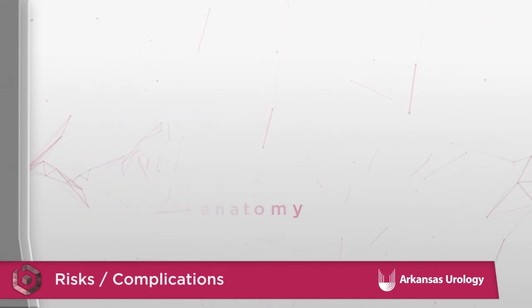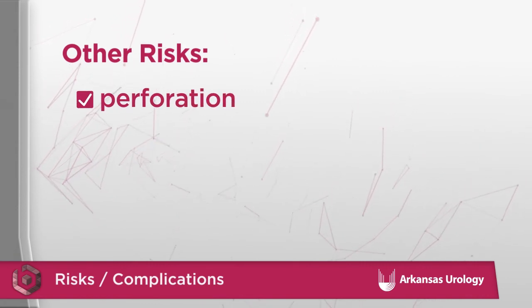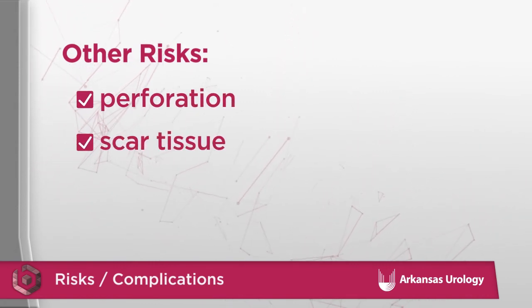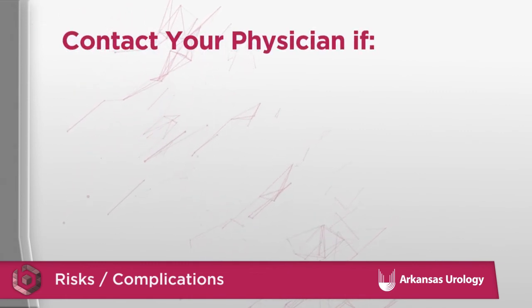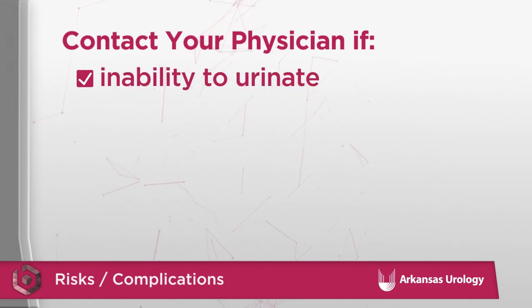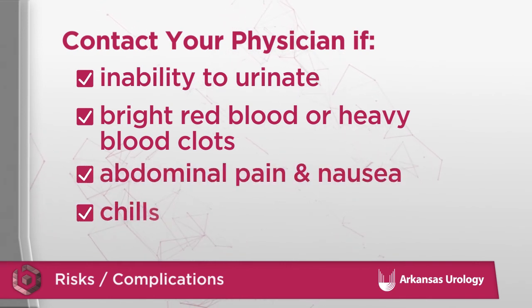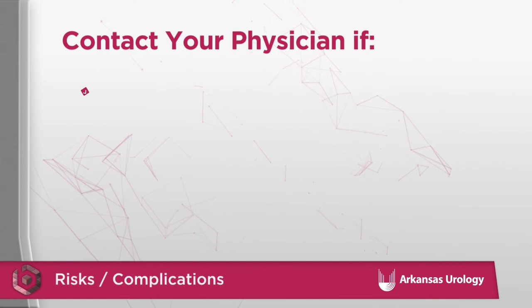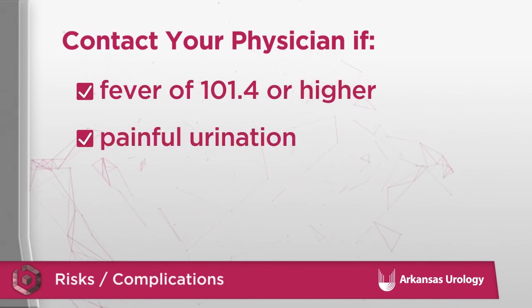Other risks include a chance of injury to the urethra and bladder, like perforation and scar tissue, but those are rare. Call your physician or go to the nearest emergency room if you experience an inability to urinate after cystoscopy, bright red blood or heavy blood clots in your urine, abdominal pain and nausea, chills, a fever higher than 101.4 degrees Fahrenheit, or pain or burning on urination that lasts for more than 2 days.